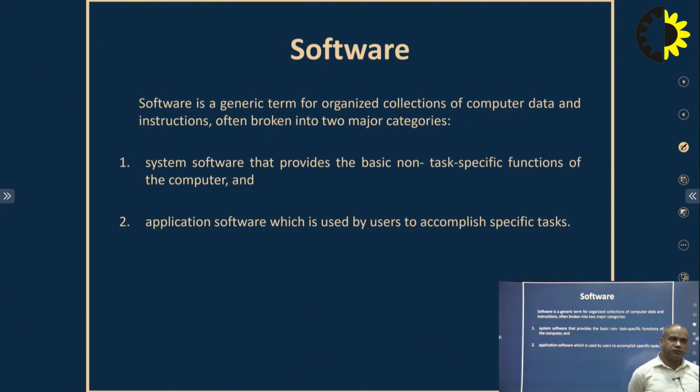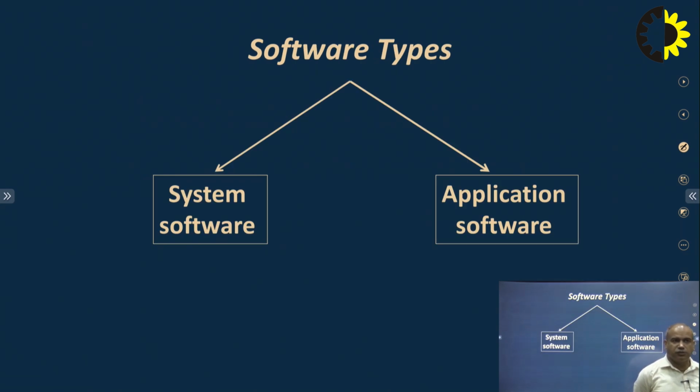Software is a generic term for an organized collection of computer data and instructions, often broken into two major categories: system software and application software. System software provides the basic non-task-specific functions of the computer. Application software is used by the user to accomplish specific tasks. So we can categorize software into two types, system software and application software.